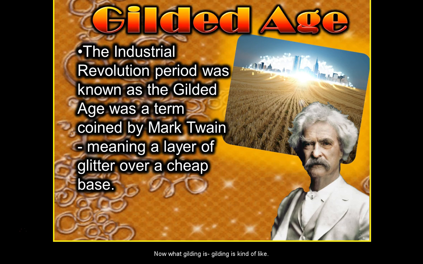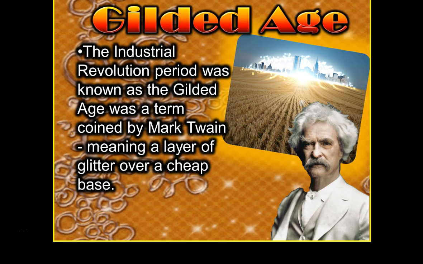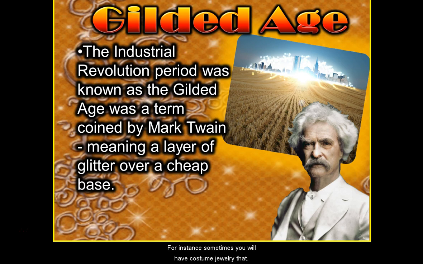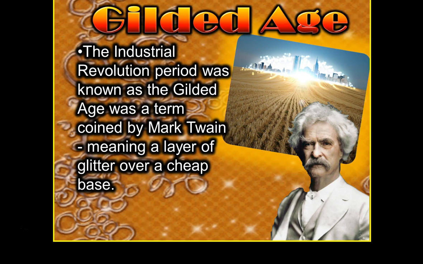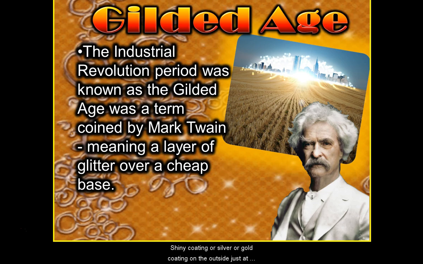Now, gilding is a layer of metal over another layer of metal. For instance, sometimes people have costume jewelry that's brass or cheap on the inside, and then it has some type of shiny coating, silver or gold, on the outside, just at the very top layer so it looks nice.